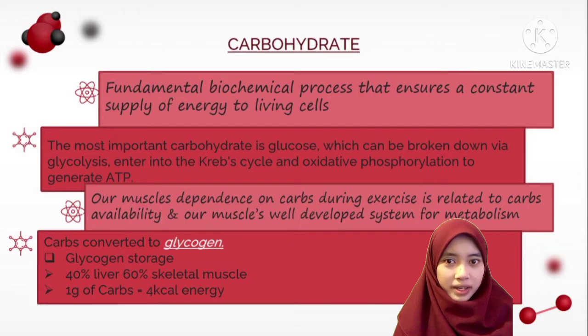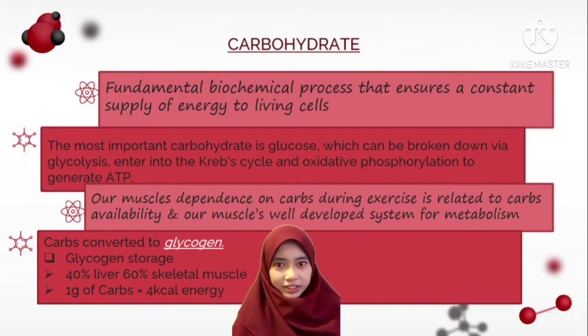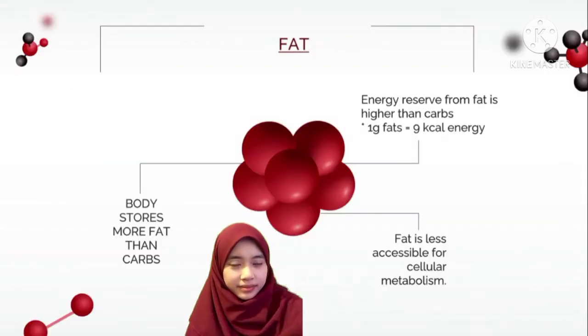Our muscles' dependence on carbs during exercise is related to carbs availability, and our muscles will develop a system from metabolism. Carbs will be converted into glycogen. Glycogen storage is 40% in the liver and 60% in the skeletal muscles, and 1 gram of carbs is equal to 4 kilocalories of energy.